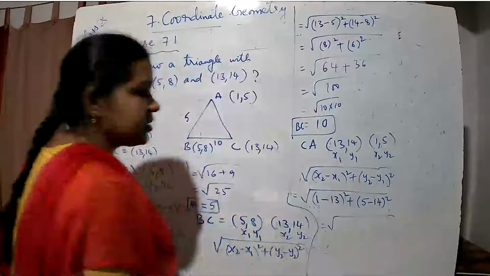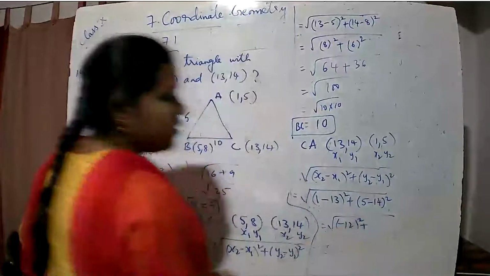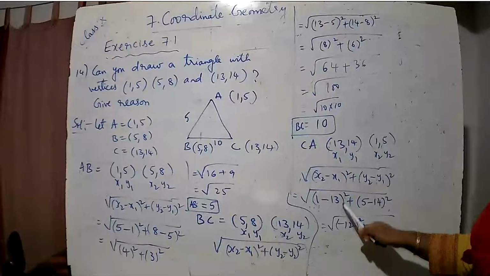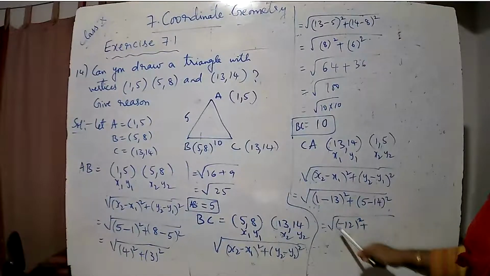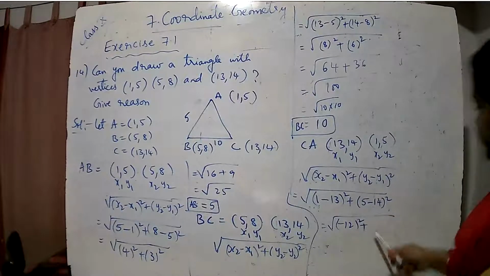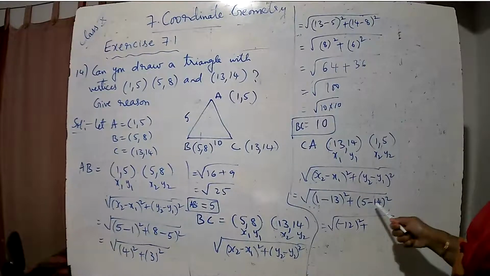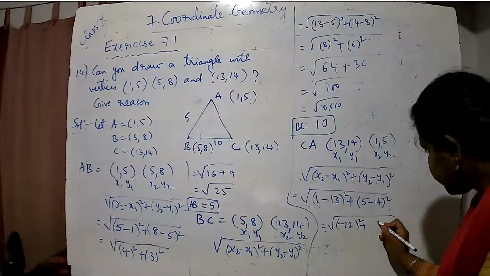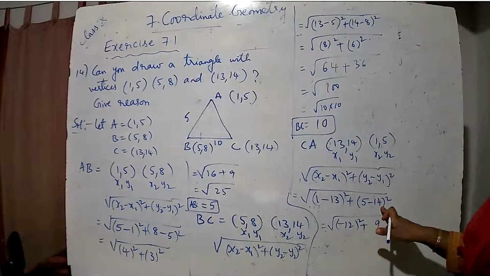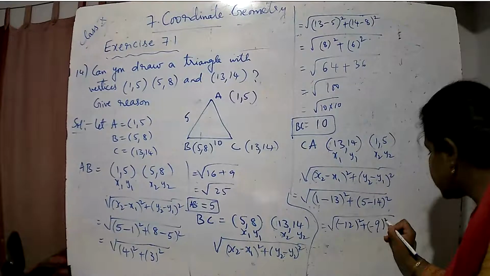Root of 1 minus 13 is how much? Minus 12. Minus 12 whole square plus 5 minus 14. Okay. So 13 is the bigger number and the sign before the bigger number is minus. So I have to write minus 12. This is whole square. Similarly, here also this is 5 means plus 5. You have plus 5 minus 14. Plus and minus, so always subtract. 14 minus 5 is 9, and 14 is the bigger number and its sign is minus. So I'll get minus 9 whole square.